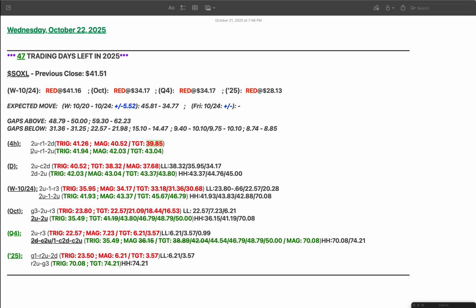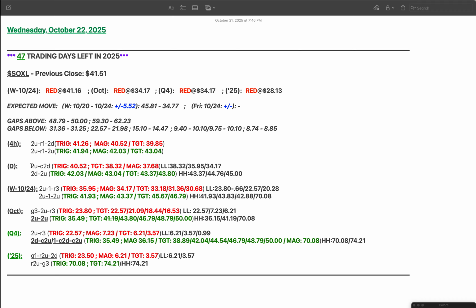If we're going to the upside, we get a 2-1-2 up continuation pattern, triggering at 41.94 with a magnitude of 42.03 and an extended target of 43.04. All right, so those are more the longer day trades that we're looking at there.